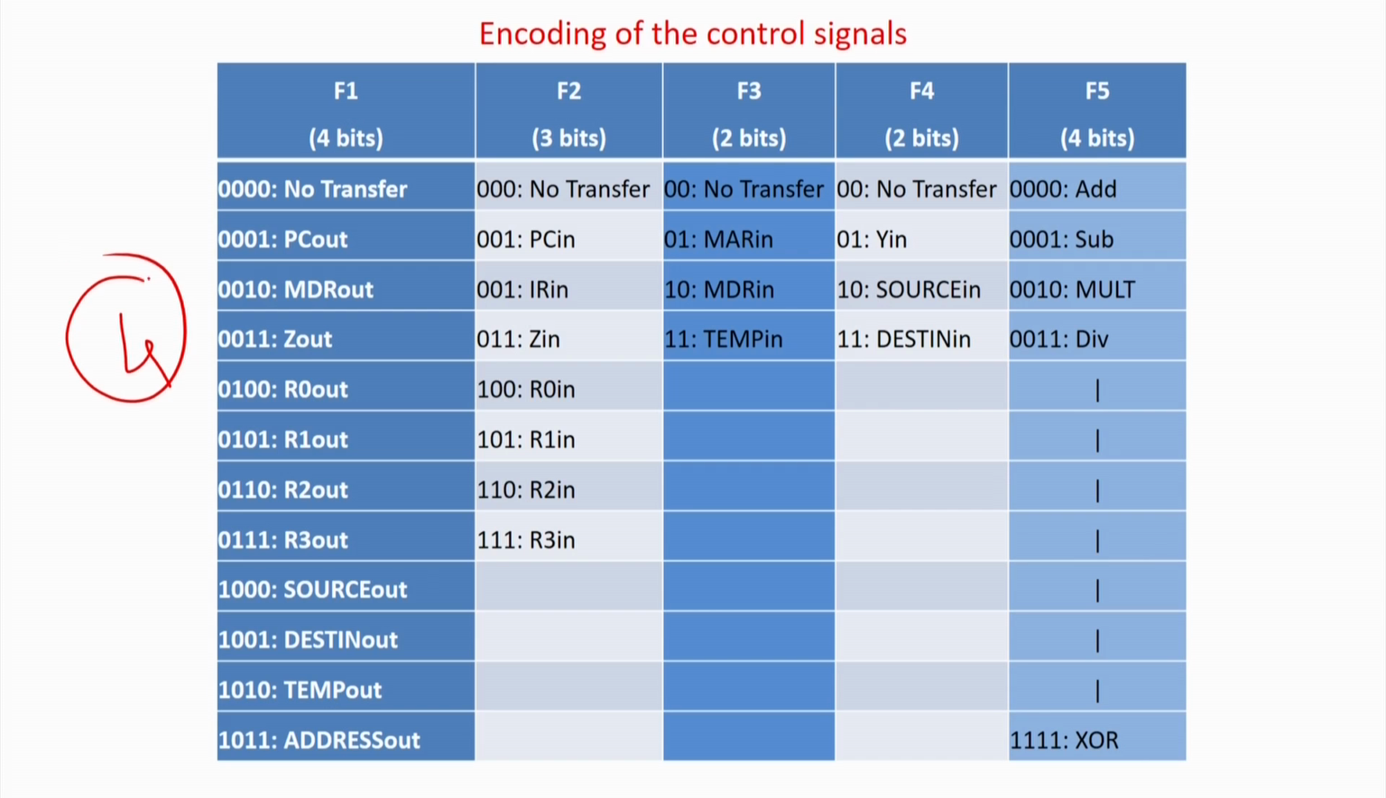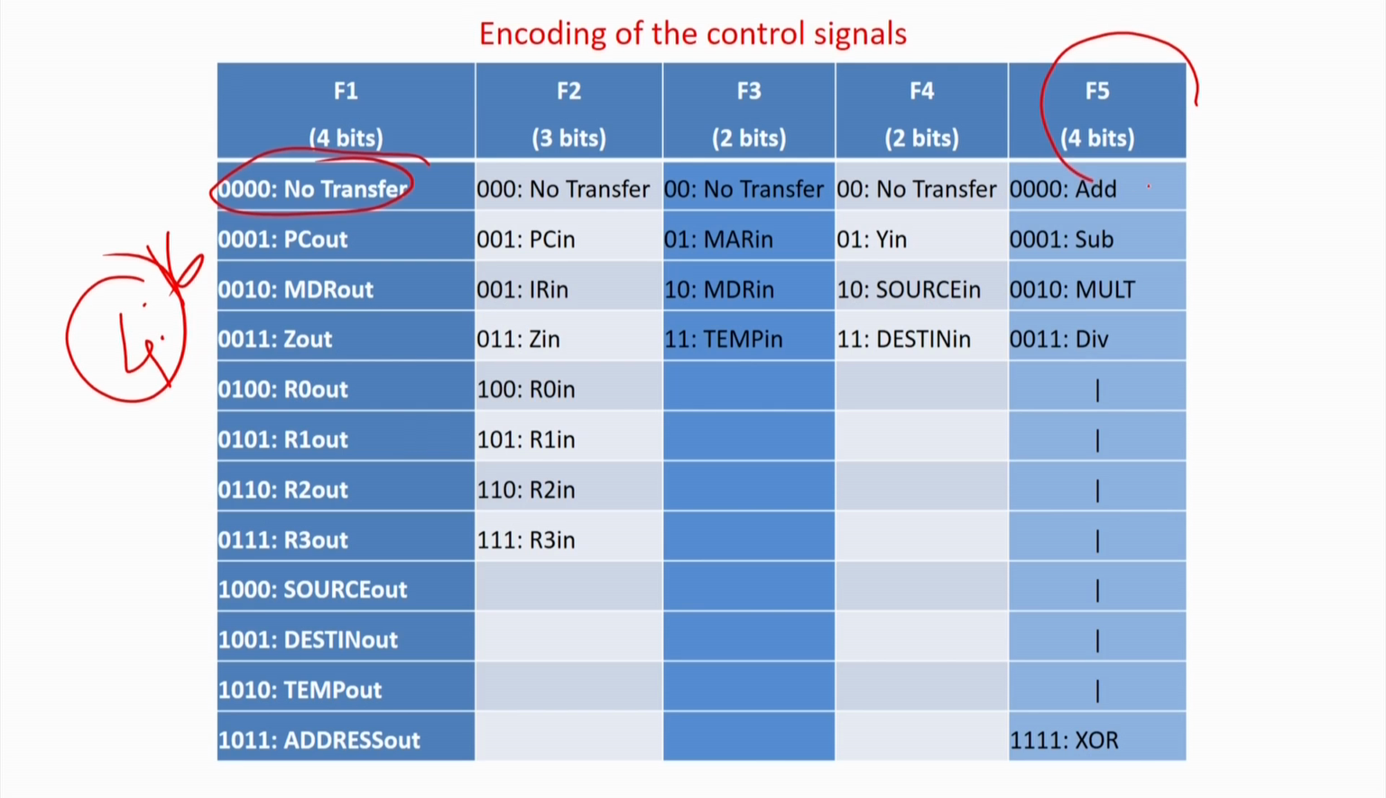So you require a 4:16 decoder for this. And in this case, the full decoder will not be used, because you do not have 16 such signals. So you can just say 0, 0, 0, 0 for no transfer, that means nothing will happen, and all the other bits are actually don't care. In all the cases there will be no outputs. But if it is 0, 0, 0, 1, PC out will be 1, if it is 0, 0, 1, 0, then MDR out will be 1, and your job is done.